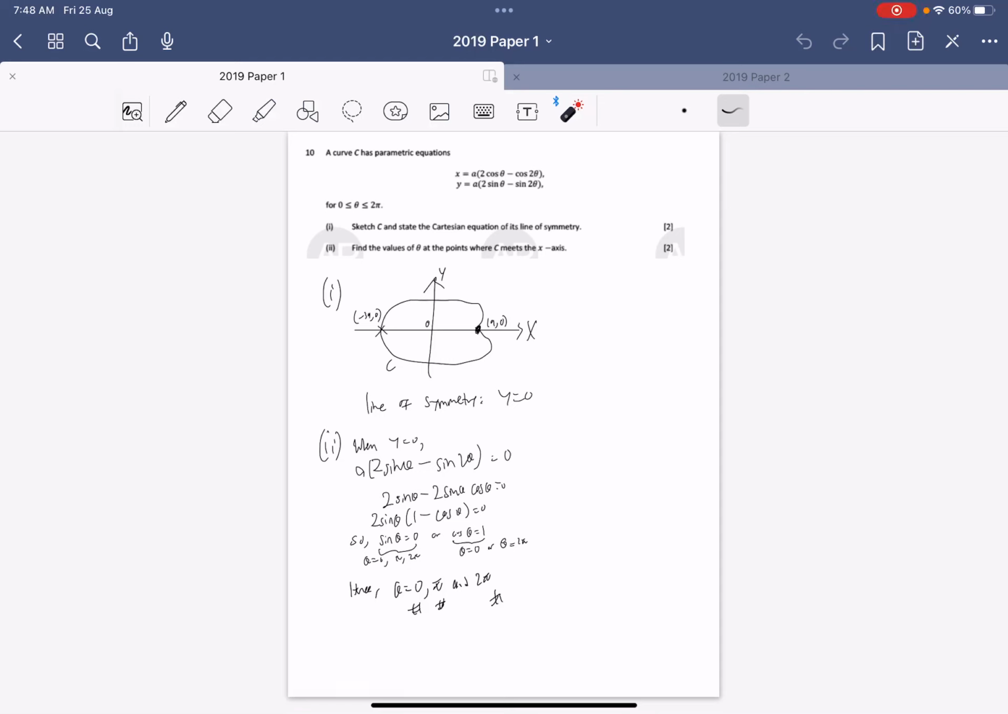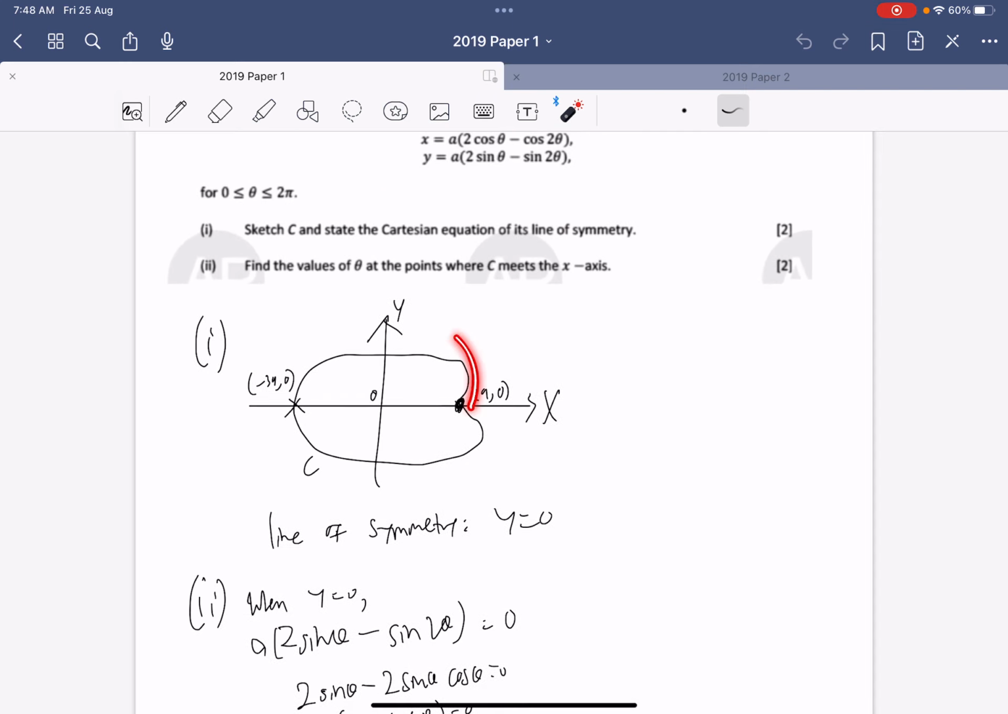Hi, in this video, we'll be continuing the H2 Mathematics 2019 Paper 1. So, we left off at question 9, and for question 10, it gives you a parametric equation, and we're supposed to sketch it. So, we just use our GCE and we are able to sketch the graph, which will look like something like this.